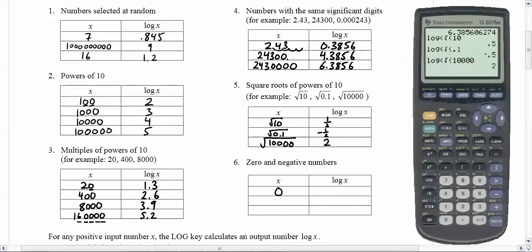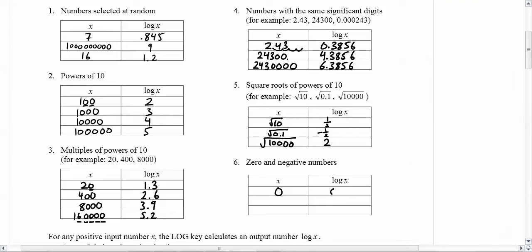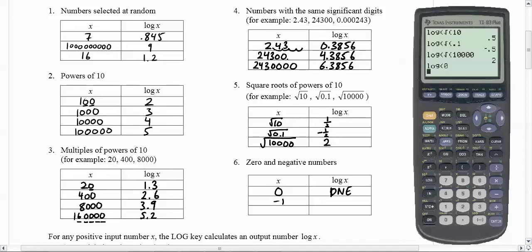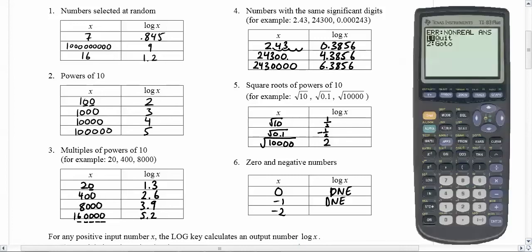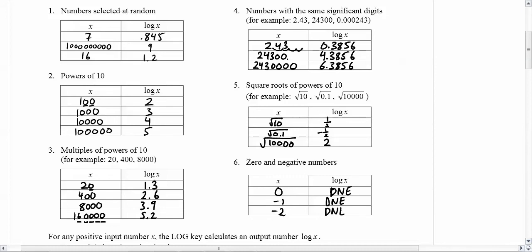Now when we try to do log of 0, something interesting happens. Log of 0 has no answer. We could say does not exist. Same thing happens with negative numbers. Log of negative 1 is not real. Log of negative 2 is not real. So we can't take logs of negative numbers.